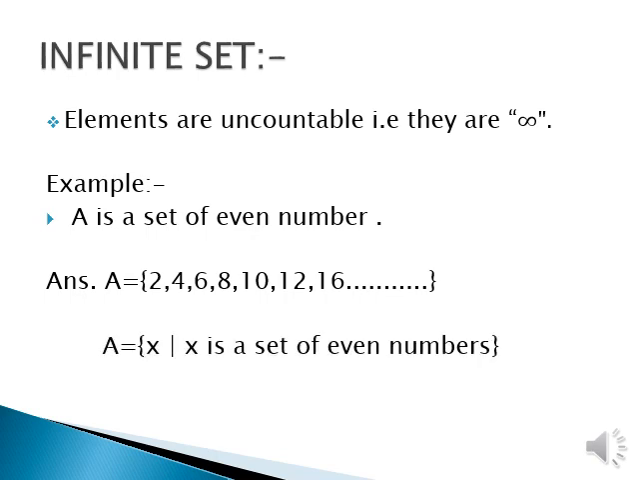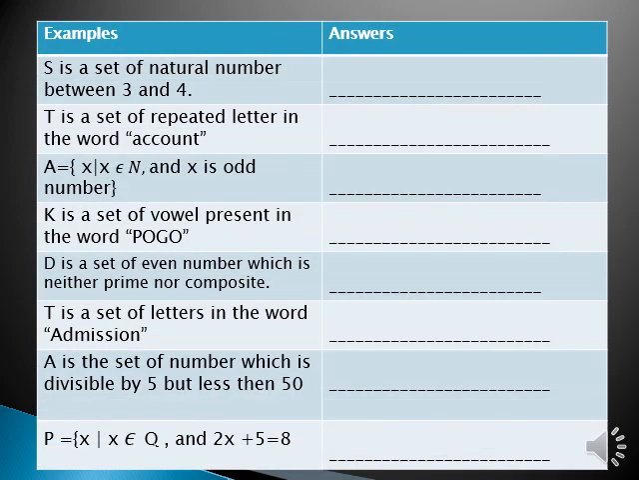This set can be represented in the rule method as A is a set of x elements such that x is an even number. Set of natural numbers, set of rational numbers, set of whole numbers, etc. are all examples of infinite set because we have infinite numbers. Here are some examples for you. Classify them according to their types.